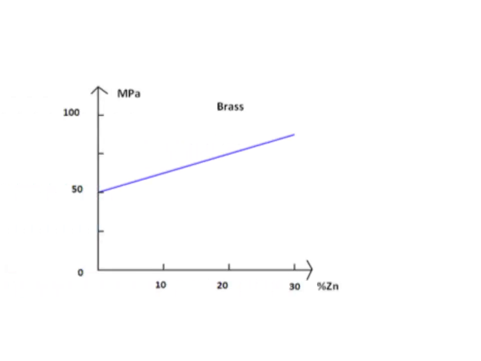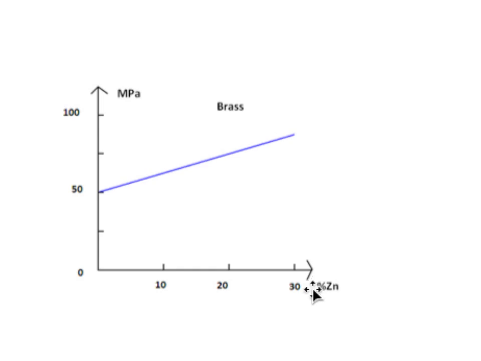A quantitative effect of the solution hardening can be seen in this diagram. Here we see the yield strength as a function of the zinc content in a copper-zinc alloy. That means copper and zinc, which is also called brass. And we can see that when we increase the zinc content, we increase the yield strength. It goes from about 50 to up to 100 when we reach about 30% zinc.